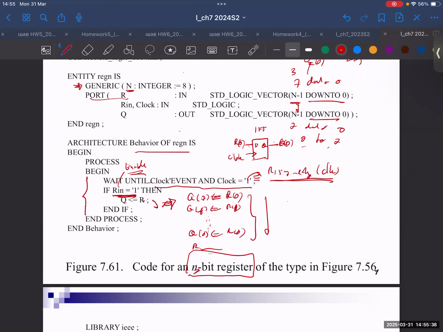Okay, let's say I have the first part. If R in is one, then do something. And then else if R in is zero, then do something. Is this a mux? What do you think? Is it a mux? One do something and zero do something? What do you expect that? A mux, right? You're not so sure.